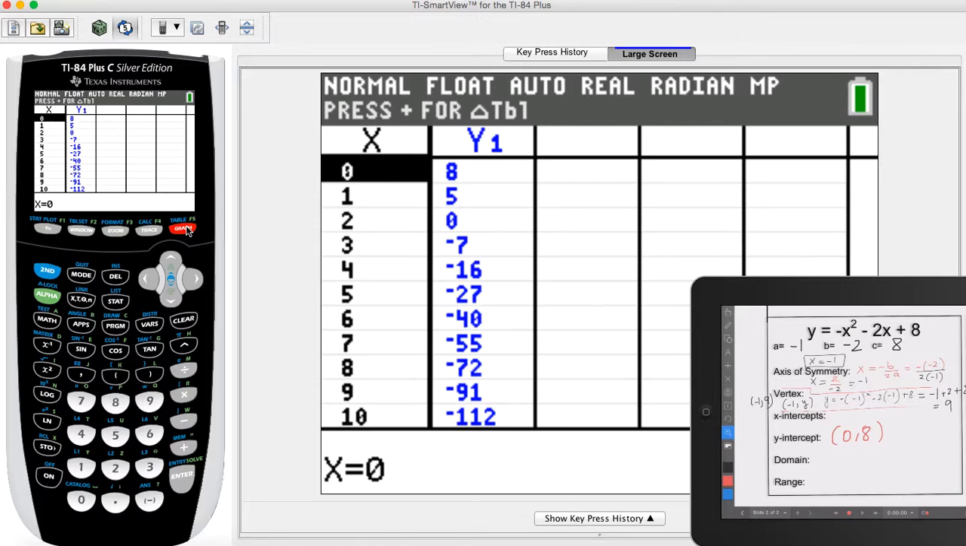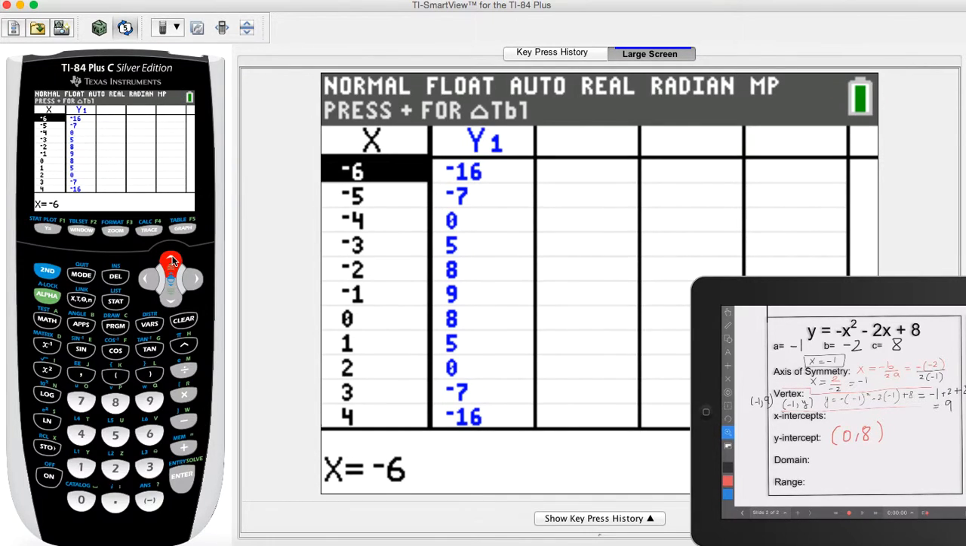Now remember, the vertex is the point where everything around it just repeats. So I'm going to go up a little bit. I'm going to find that point where everything surrounding it would just be symmetrical. So look at negative 1, 9. I have 8, 5, 0, negative 7 on one side, and 8, 5, 0, negative 7 on the other. So as I can see, my vertex is negative 1, 9. There you go, negative 1, 9. So you can either find it algebraically or you can go to the table and find that out.